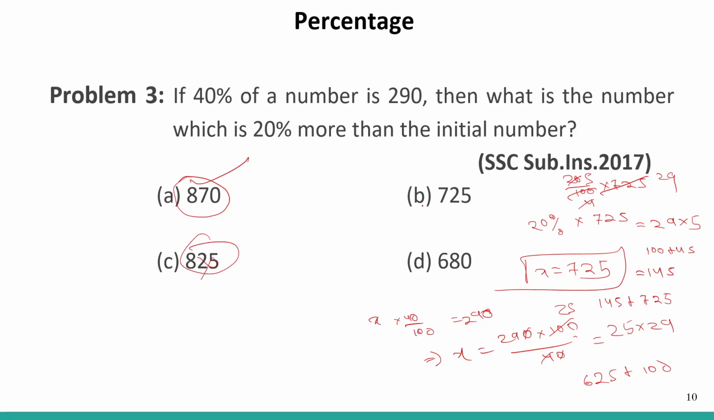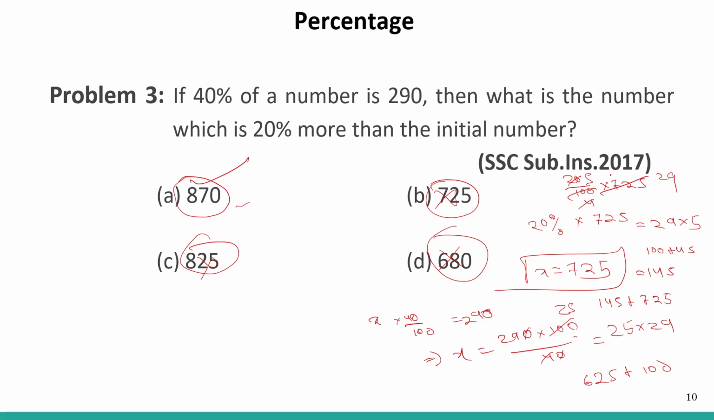These are all wrong answers. Okay, this is the value of x, but we don't want this. We want the value with 20% added to itself. That is actually 870, and 680 is also a wrong answer. So this question has been asked in the SSC Sub-Inspector 2017 exam.